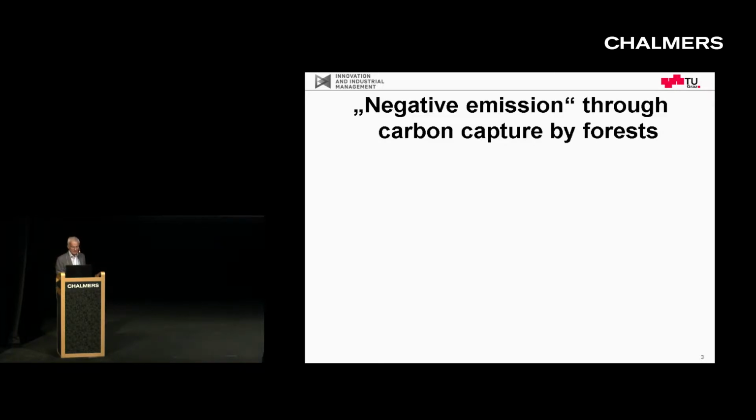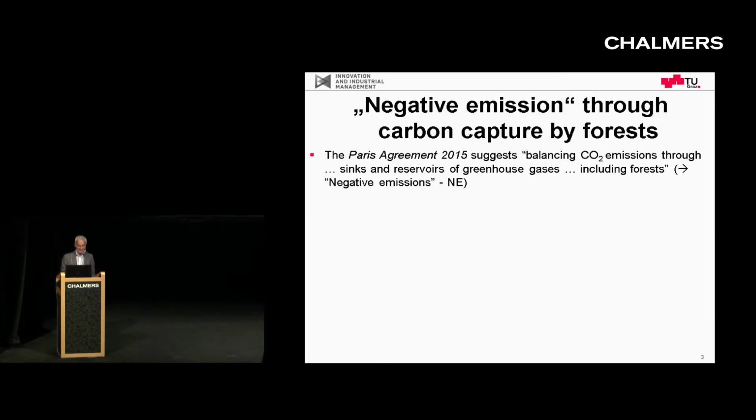Negative emissions through carbon capture by forest is characterized by a number of items that I'm showing to you. The latest, biggest one is what is said in the Paris Agreement 2015, suggesting to start establishing sinks and reservoirs, among other things, including forests. Negative emissions, and that is the title that is being used for that.